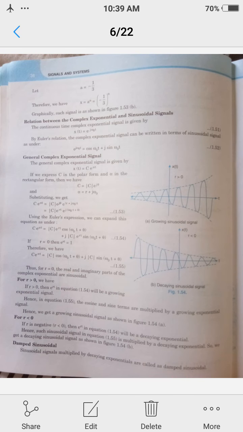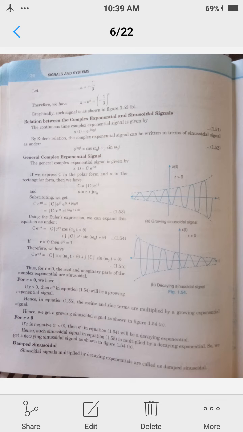Now we can see the relation between the complex exponential and sinusoidal signal. If x(t) is equal to e to the power j omega t, it is the complex exponential signal, and this can be written using Euler's equation: e to the power j theta is equal to cos theta plus j sin theta. So x(t) can be written in Euler's equation form, and we can represent this as x(t) is equal to c into e to the power alpha t. Here c is in the polar form and alpha is in the rectangular form.